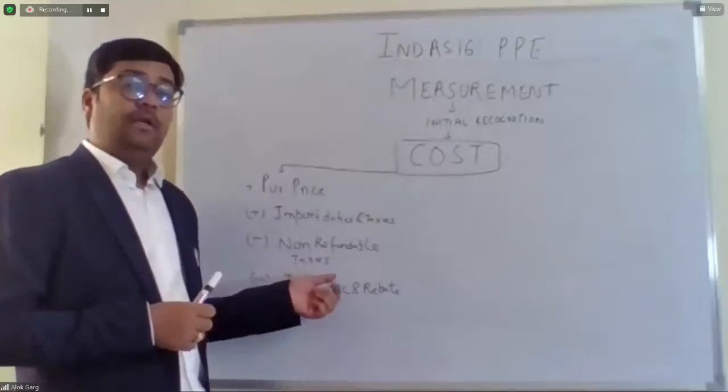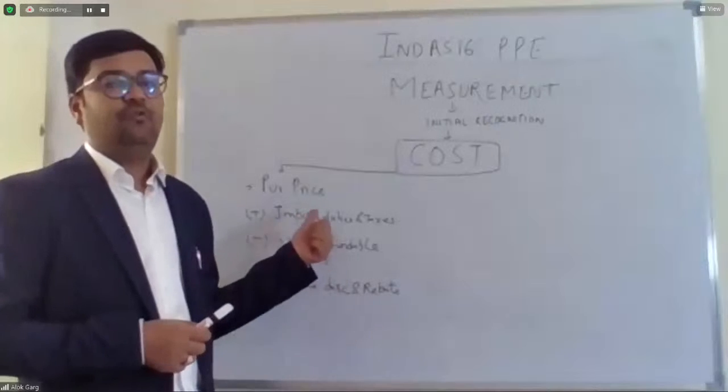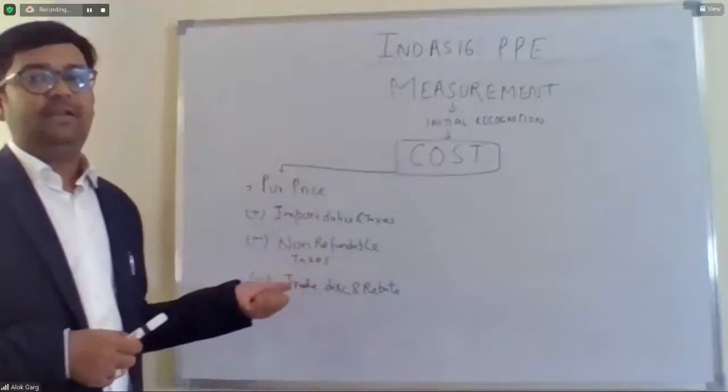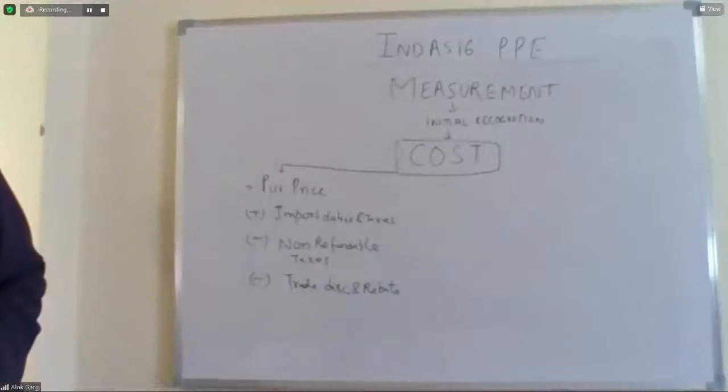And the company has received a discount of rupees 1 lakh on this machinery. So 1 lakh rupees has to be deducted while arriving at the cost of the asset. Okay. Understood?